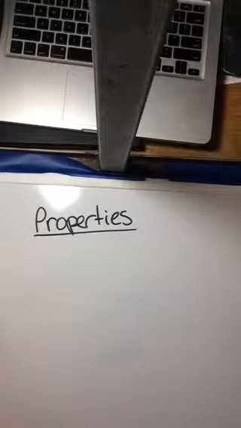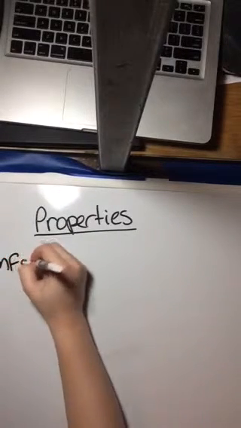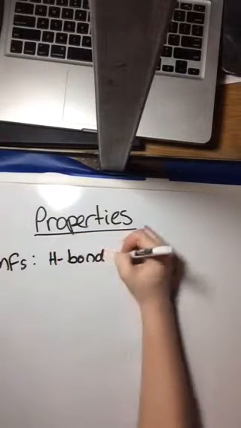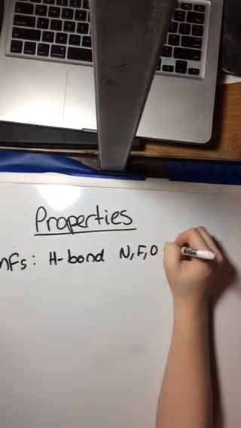In this video, I will be discussing properties of different substances. Properties have to do with IMFs, intermolecular forces, or forces between molecules. The strongest being hydrogen bond, or H bond. It's between an N, an F, or an O plus a hydrogen.